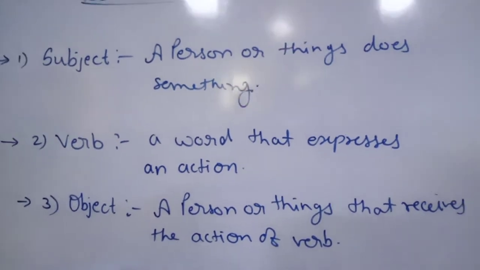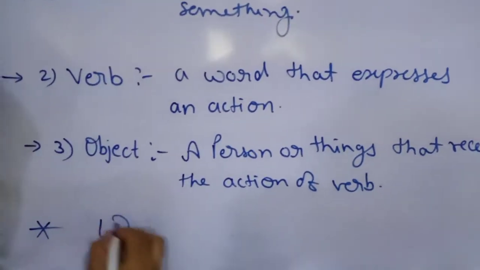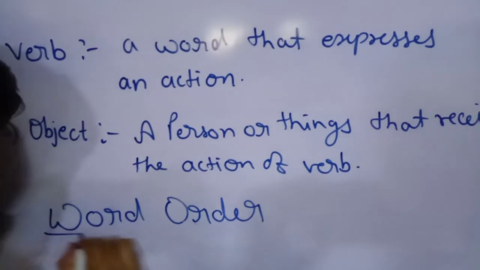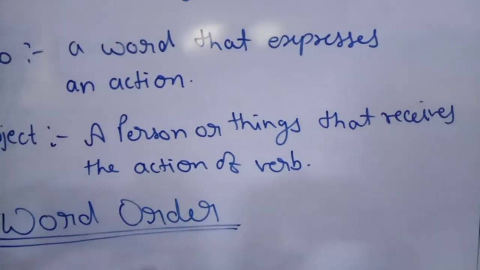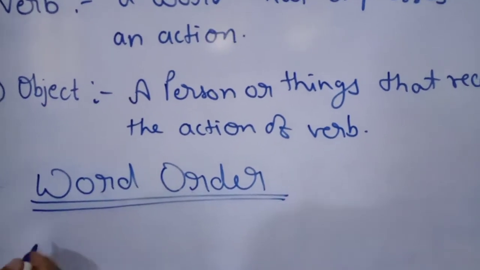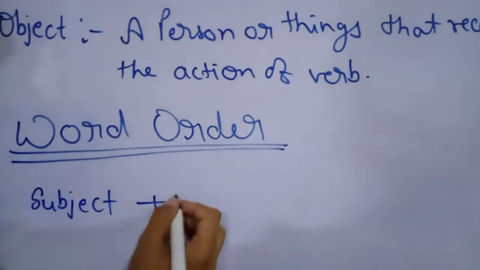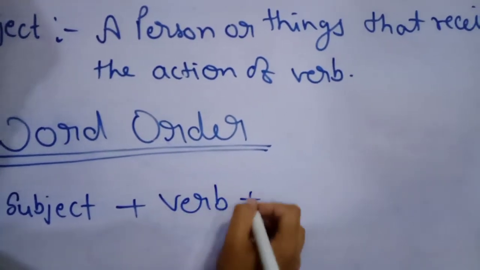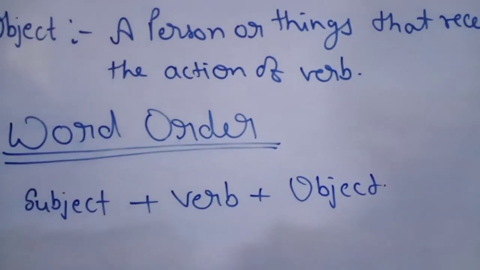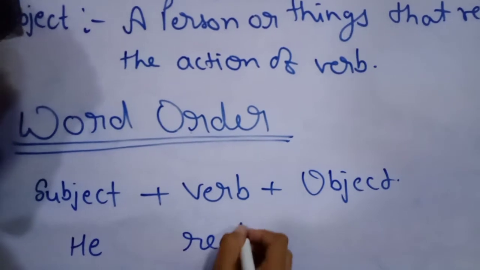Now after that we have word order. That is nothing else than what we saw in the earlier example. So subject plus verb plus object. Let's see the same example. He reads books.